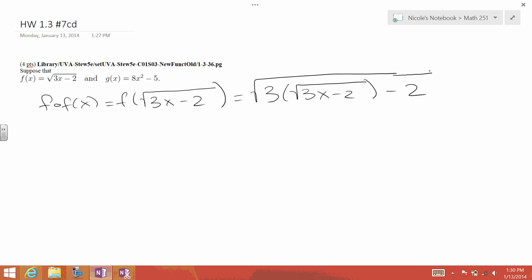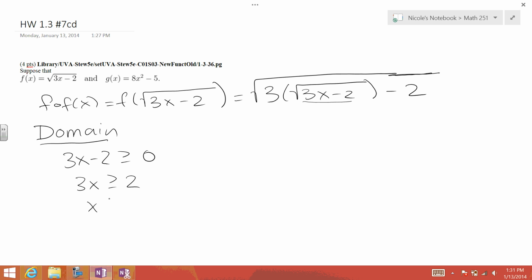But now what we need to do is think about the domain. When we look at this function, you can see there's two places that there's square roots. You put an x in here and you have to worry about getting the square root of a negative number. And then you have this value in here under the big square root. You have to worry about a negative number for that one too. So let's start with this one first. We want to make sure that 3x minus 2 is greater than or equal to 0. So that means 3x needs to be greater than or equal to 2. X needs to be greater than or equal to 2/3.